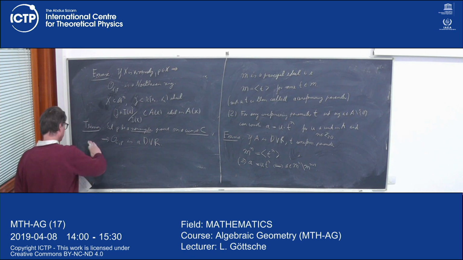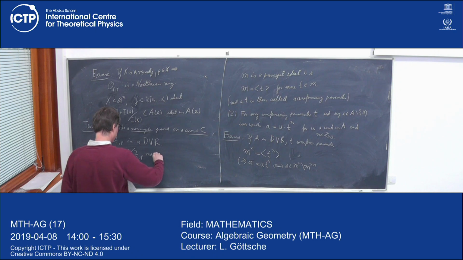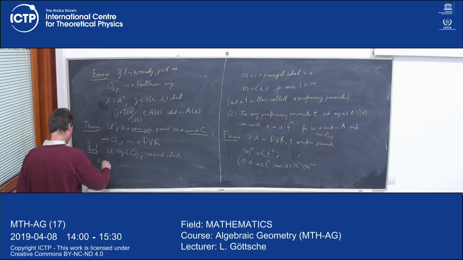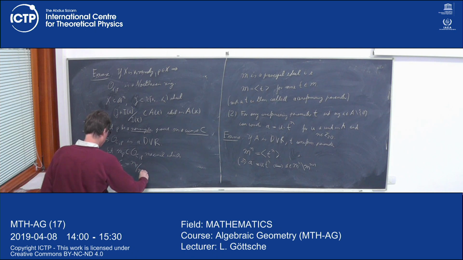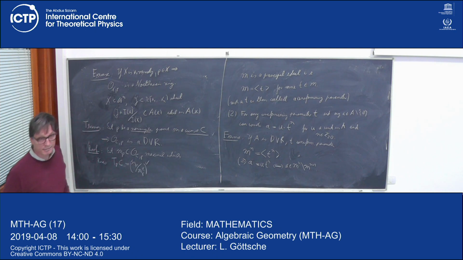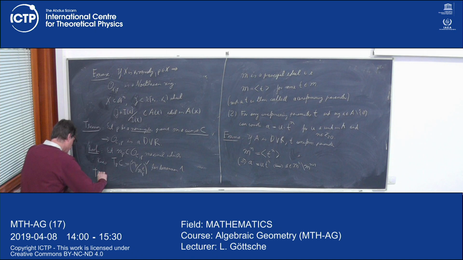Let M_P in O_{C,P} be the maximal ideal. We know that the tangent space of C at P, which is the dual of M_P modulo M_P squared, has dimension 1. Thus also M_P mod M_P squared is a one-dimensional k-vector space.